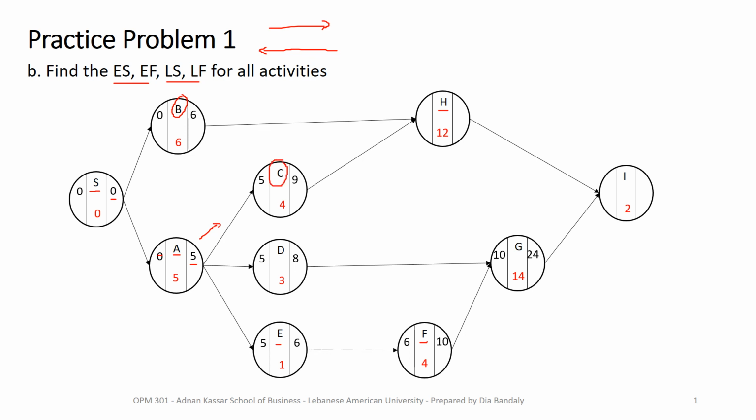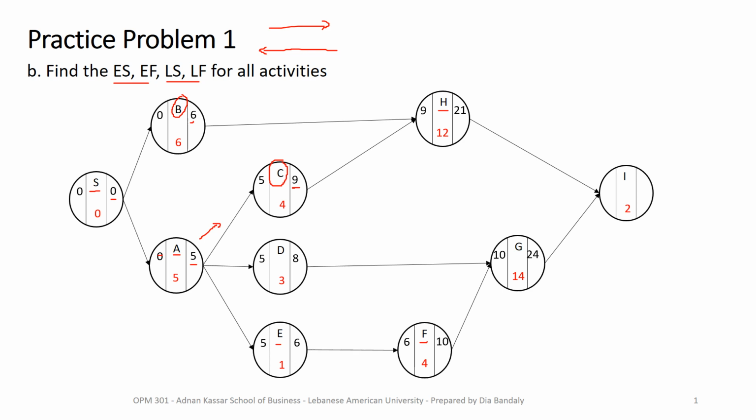So H should wait for both of these to be completed before it can start, which means what? Which means that the early start of H cannot be at week 6, right? Because C is not done by that time. So it has to wait for week 9 for C to be completed, and at that time, of course, B is also completed, which means H can start. So the early start is 9 here, all right? So 9 plus 12, that's 21.